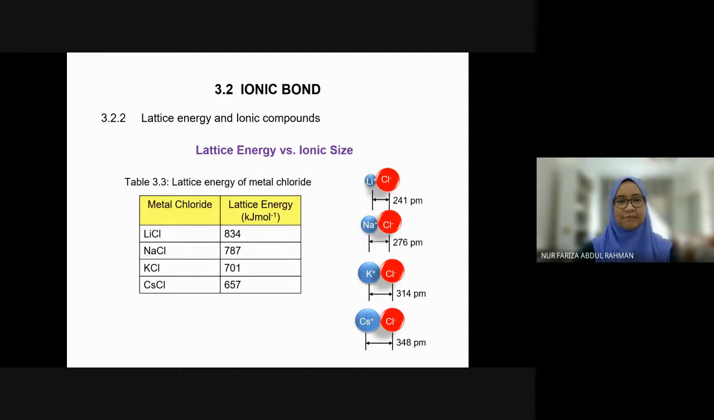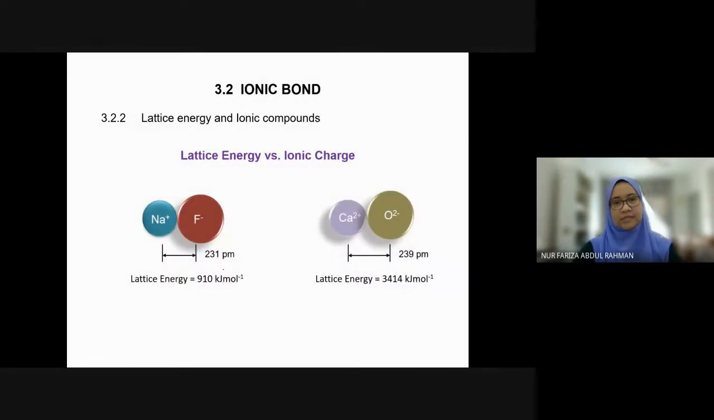So as you can see, nampak lithium chloride, sodium chloride, potassium chloride, cesium chloride. This is down the group. We know that when we go down the group, the n increases, right? The principal quantum number increases. When the principal quantum number increases, the size become larger lah. So from there, we could say that the attraction between the ions become weaker lah. So this is proven due to the value of the lattice energy itself. As you can see, nampak tak dia reducing dekat situ. Reducing.